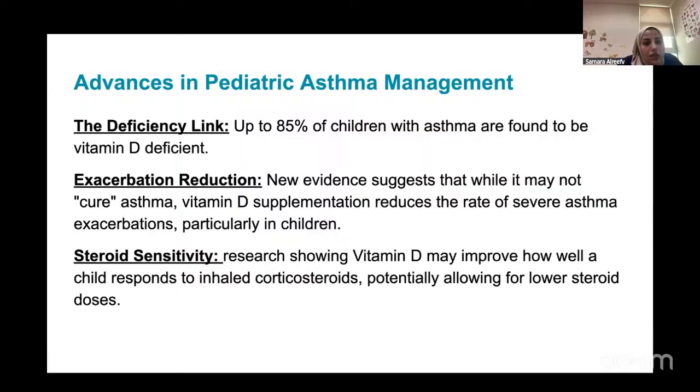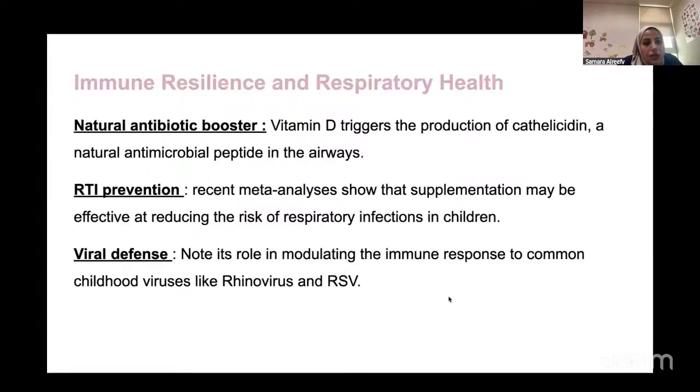Vitamin D can reduce the exacerbation of severe asthma, and research also shows it may help with corticosteroids, as it triggers the production of antimicrobial peptide in the respiratory airways. Some research also suggests that it reduces the risk of recurrent respiratory tract infections in children, and it has an immune response in common childhood viruses such as rhinovirus and RSV.